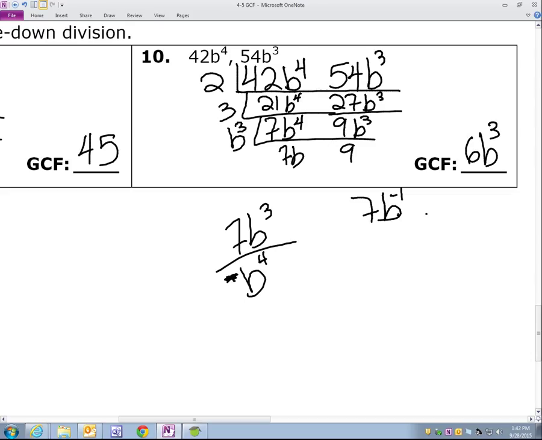Why doesn't it have a b? Because what we did was 9b cubed divided by b cubed. So you always use the smallest possible exponent. That way you don't have a negative exponent.